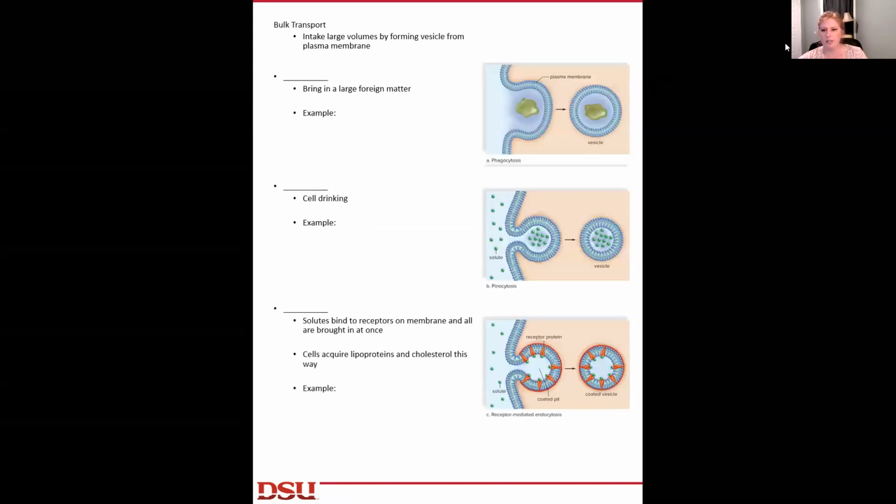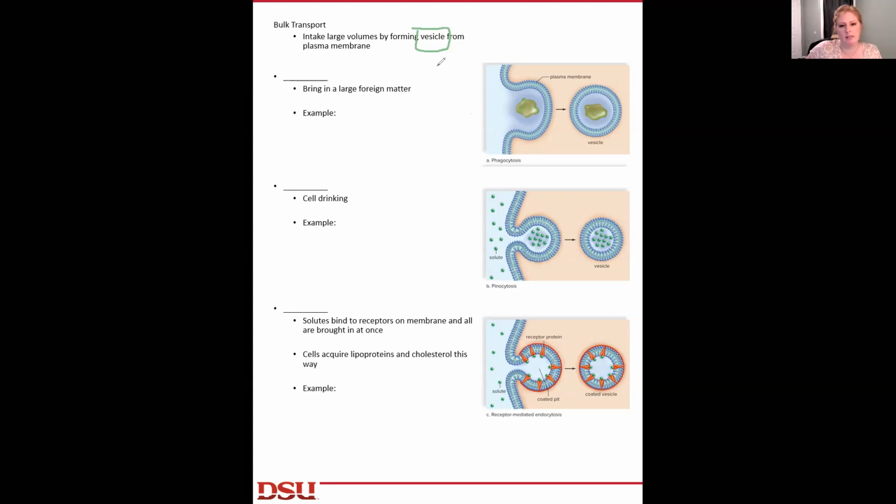So when it comes to transport, let's talk about bulk transport. In other words, we're going to be moving a lot of stuff at once. In bulk transport, we get something called a vesicle, and a vesicle is a little pouch that forms from the plasma membrane. Okay, so here it is.